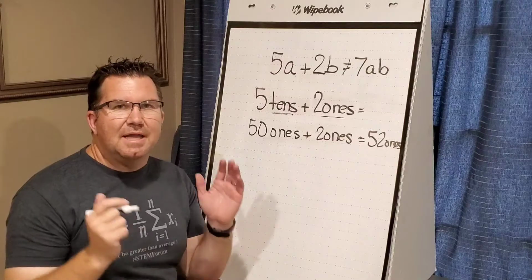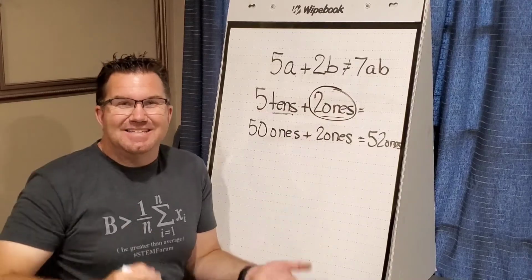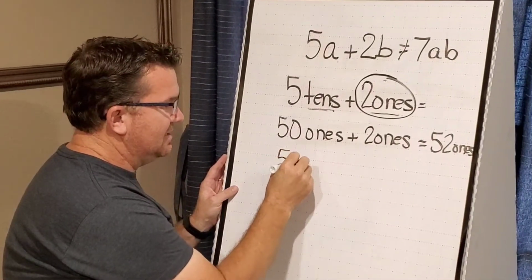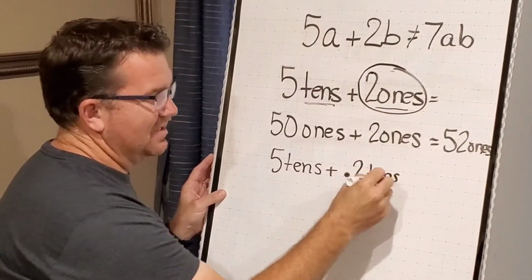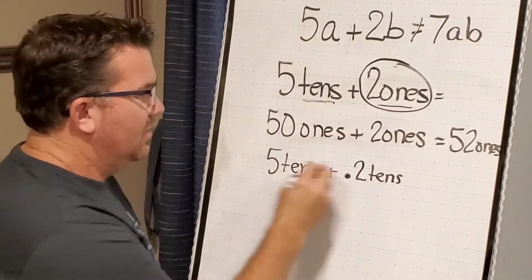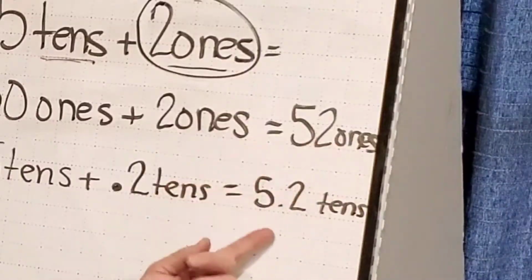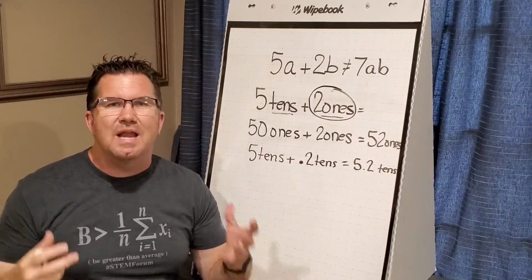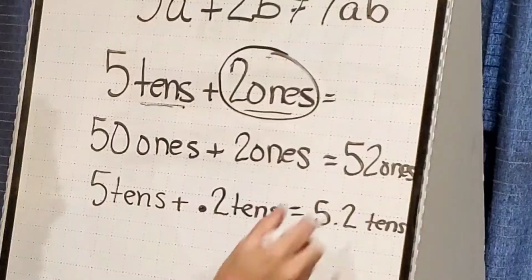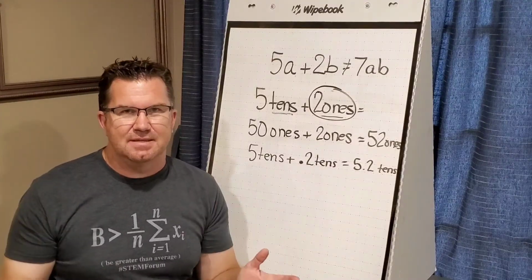That's interesting, but what if I wanted to count tens? I could have also taken the 2 ones and changed those into tenths. It's 5 tens plus 2 tenths of a ten. In other words, I have 2 tenths of the 10, which gives me 5 and 2 tenths tens. These two represent the same amount, but they have different labels representing what it was I was actually putting together. Here I was putting together ones, and here I was putting together tens.